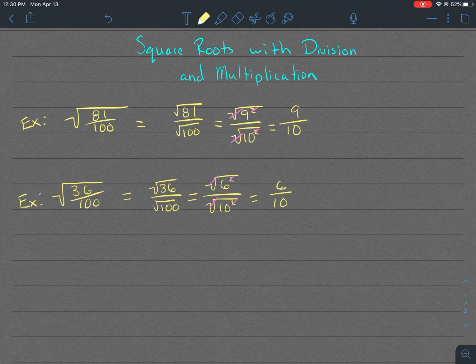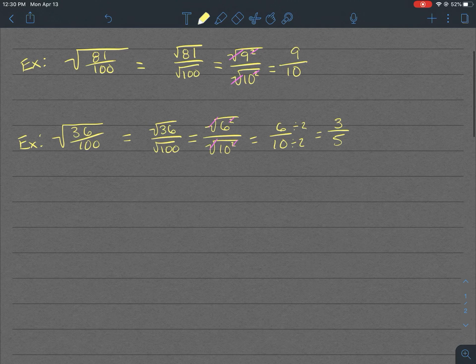Now 6 over 10 can be reduced. They both have something in common, and the thing that they have in common is a 2. So you divide top and bottom by 2 to reduce the fraction, and 6 divided by 2 is 3, and 10 divided by 2 is 5. So the final answer there would be 3 over 5. Okay, those aren't too terrible. Those are pretty straightforward.